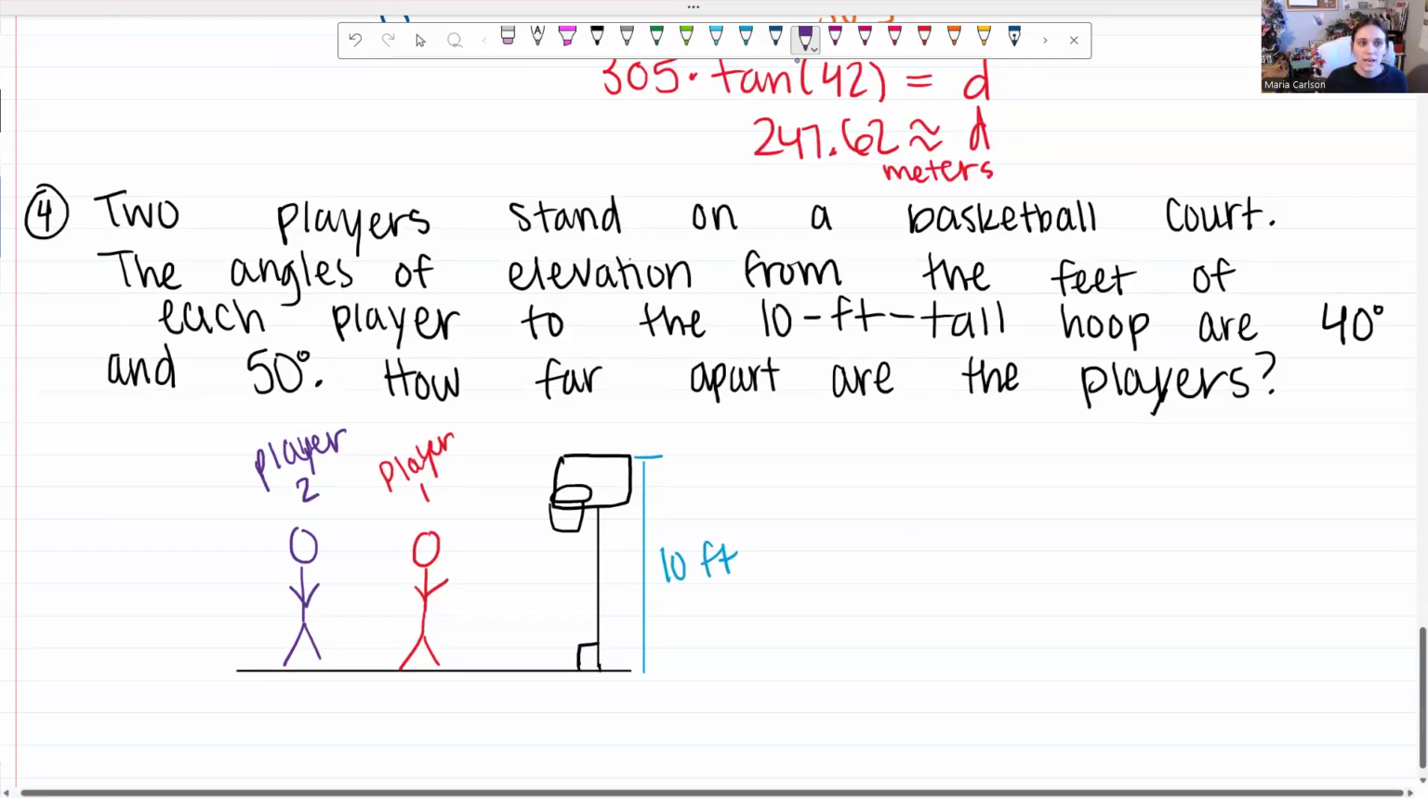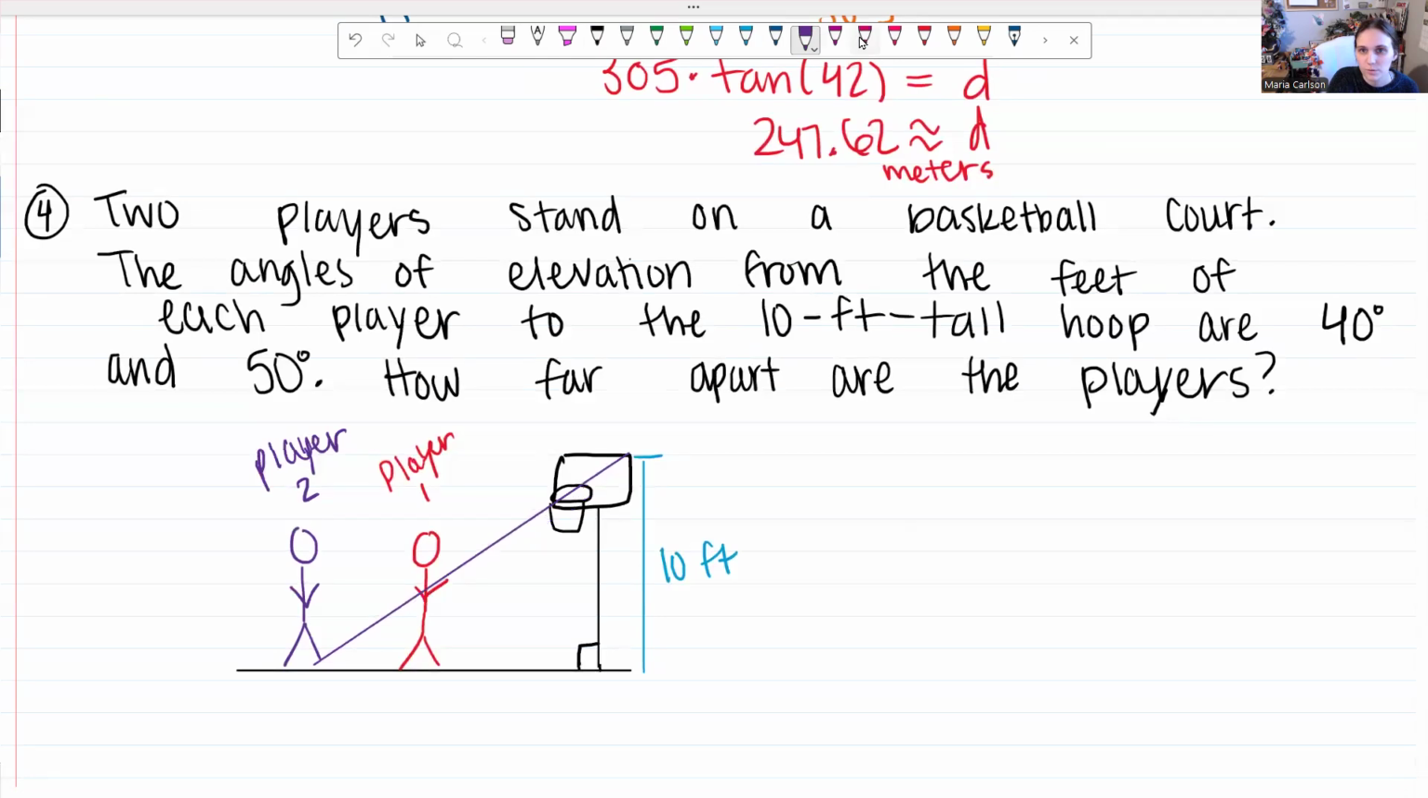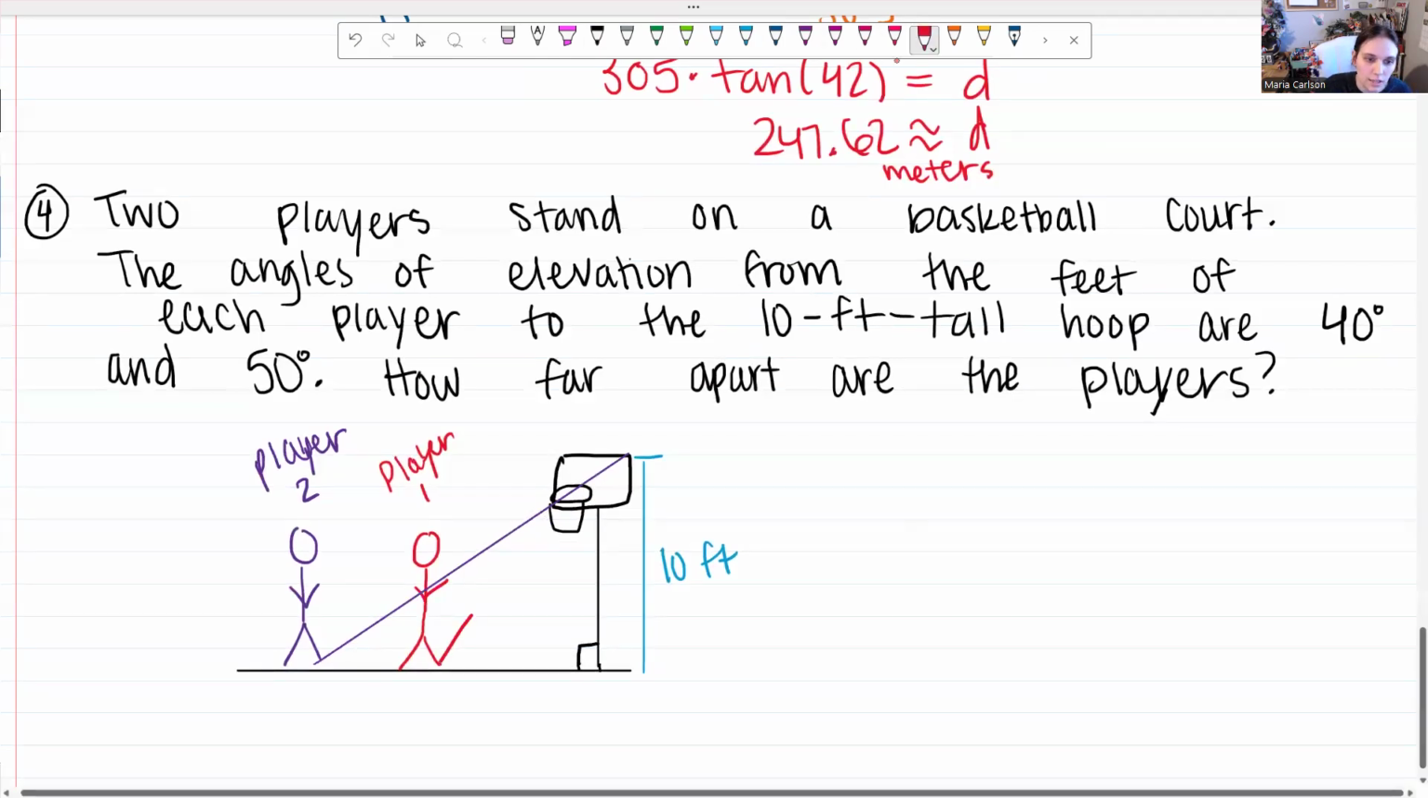And we know the angles of elevation from the feet of each player to the hoop are 40 degrees and 50 degrees. So let's draw those and then figure out which one is which. So from the feet to the hoop would look like that, roughly, for player two. And like so, except not curved.